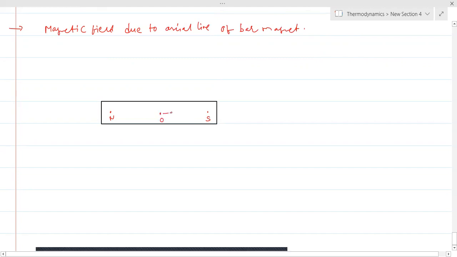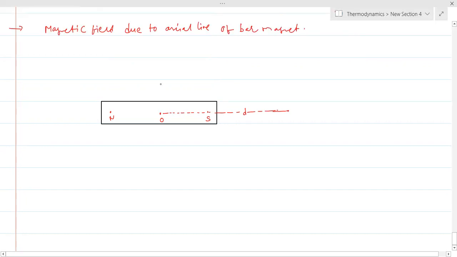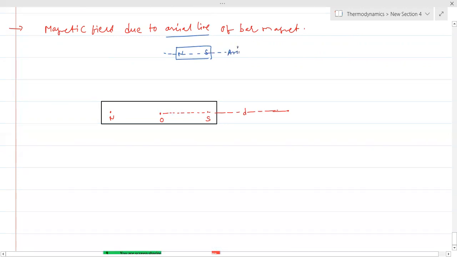From the center O, we are calculating the distance on the axial line. Before discussing everything, we need to understand the axial line. Axial line means the line that passes through both the poles. Suppose this is north and this is south, so this line is called the axial line: a line which passes through both the poles as well as the center.